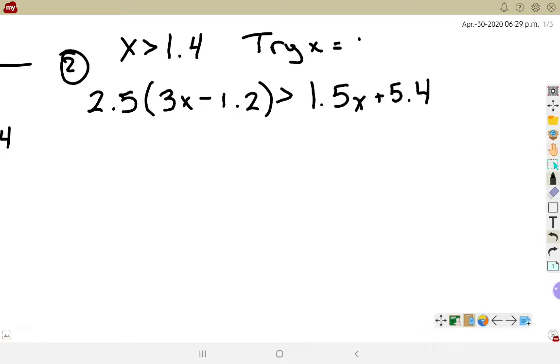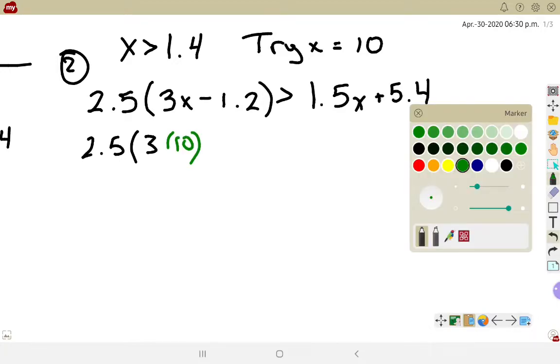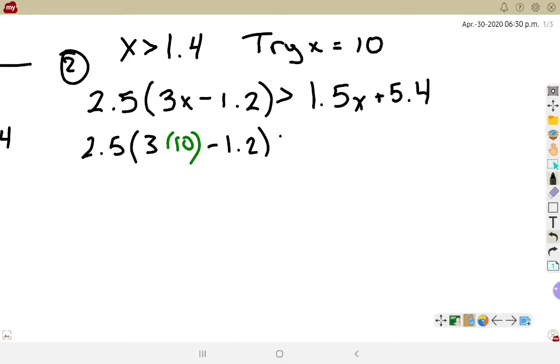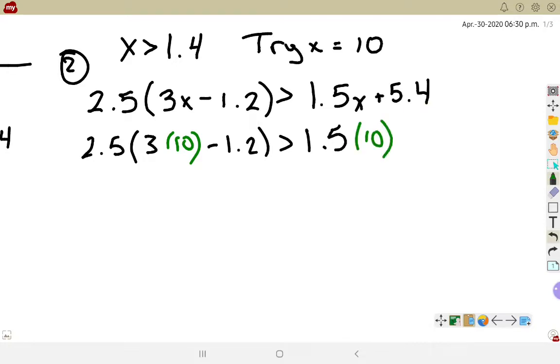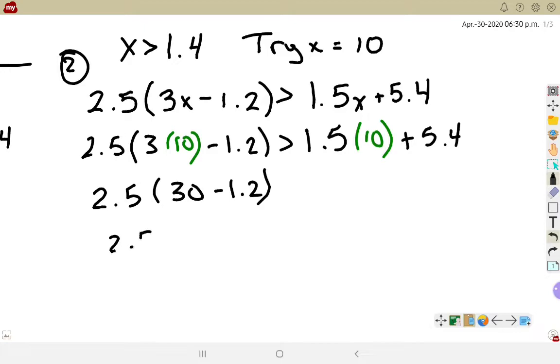The second thing is to make sure that x actually should be bigger than 1.4. So I'm going to pick 10 as a nice value because it's just easy to multiply by 10. So instead of x, I'm going to fill in my value of 10, putting it back into the original inequality. Okay, and on the right hand side the same thing. Instead of x, I'm going to fill in that value of 10, and I still have that plus 5.4. So I'll just work down the left hand side to start with, and then I'll move over to the right.